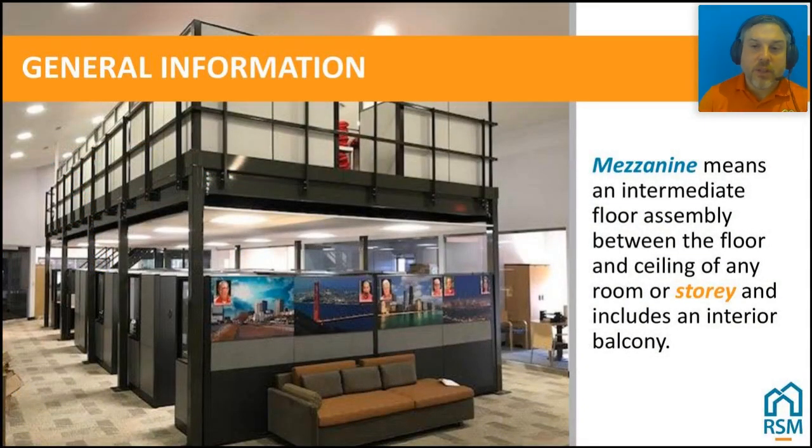So essentially, the building code defines what a mezzanine is: an intermediate floor assembly between the floor and the ceiling of any room or story, which includes a balcony. So the idea is it's a partial floor area. When you're looking at how high a building is for building height, you might say that's a 2-story building, because you've got a main floor and a second floor. Well, is that second floor a mezzanine? If it's partial, not completely enclosing the entire building, then yes, it is a mezzanine.